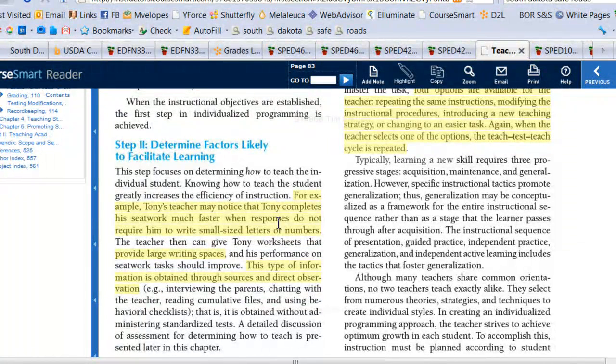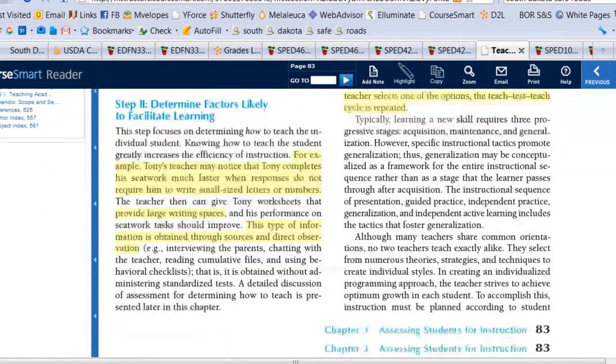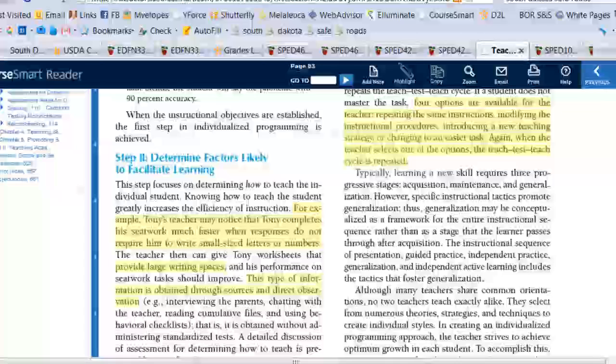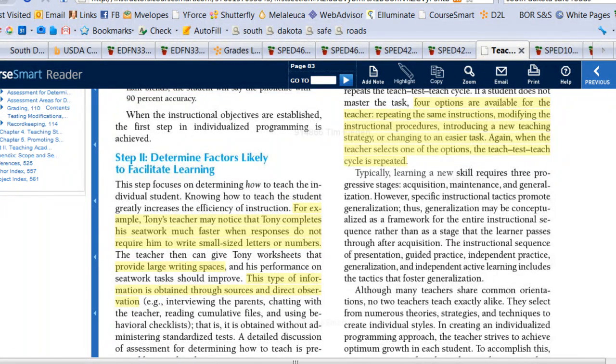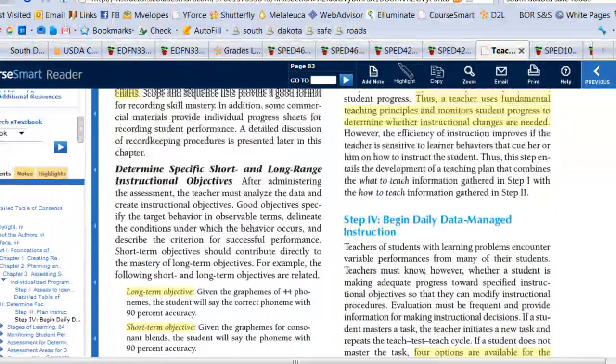In this example, Tony's teacher may notice that Tony completes seat work much faster when responses do not require him to write small size letters and numbers. So can he respond differently? Maybe he needs worksheets that have large spaces. And this type of information is obtained through sources and direct observation, meaning you observing. Much information will come from this, what we call direct observation. You observing, or someone observing and recording.